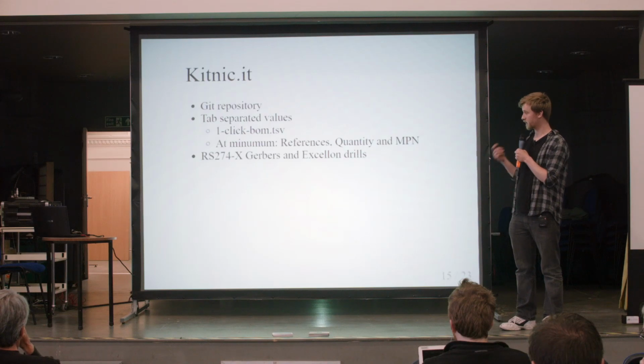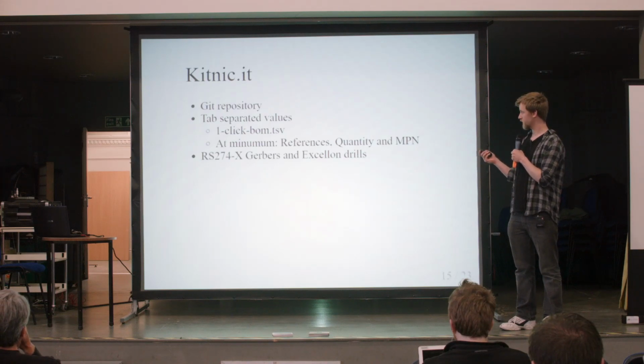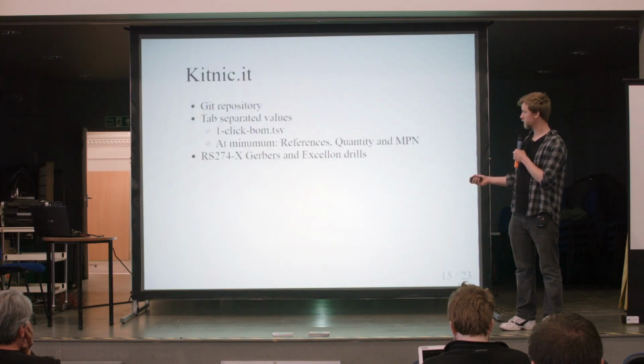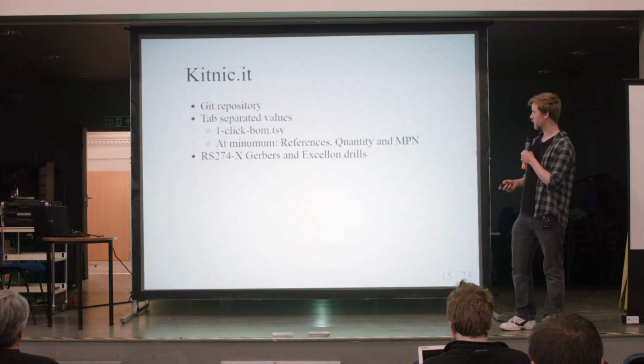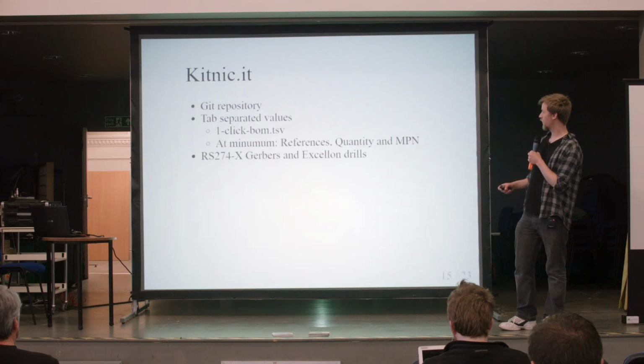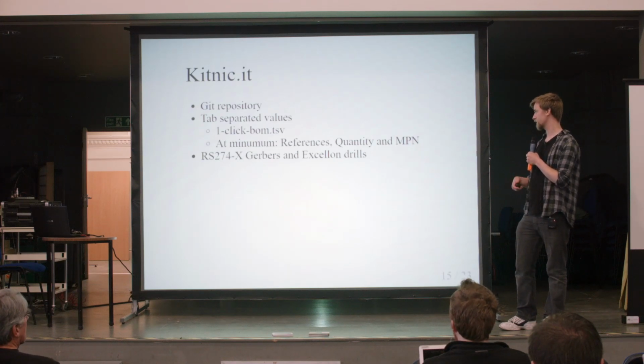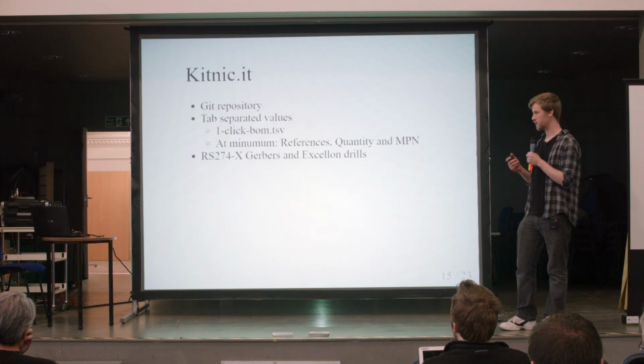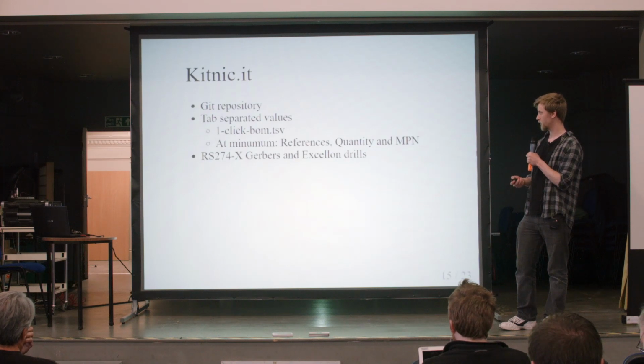So we use tab separated values because that's what the extension works with, and there's a standard place to put these tab separated values as a one-click bill of materials.tsv. At minimum, you need references, quantity, and the manufacturer part numbers. So that's the minimum required if someone else wants to find out what parts to buy.